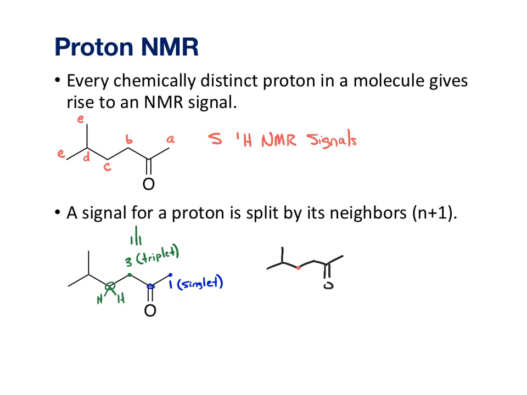Let's look at the signals for this proton. So you want to look at the neighbors. We have a neighbor here, a neighbor here. The neighbor on the right has 2 hydrogen. The neighbor on the left has 1 hydrogen. So the total number of neighbors is 3. 3 plus 1 is 4. That's a quartet. A quartet looks kind of like that.